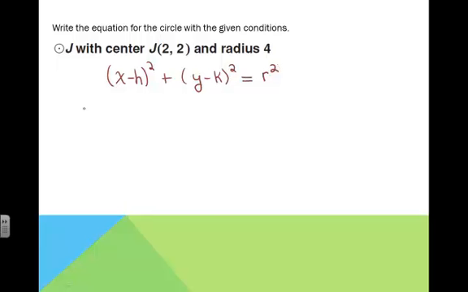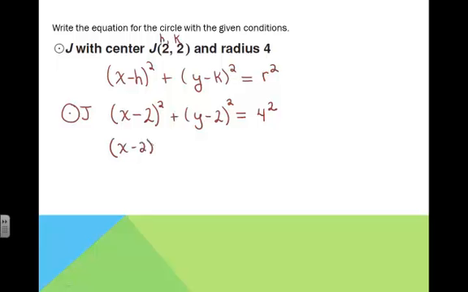So we're just going to plug in what we know. For circle J, it's going to be (x − 2), because this is h and this is k, quantity squared, plus (y − 2) quantity squared equals 4 squared. Or (x − 2) squared plus (y − 2) squared equals 16. And that's the equation for circle J.